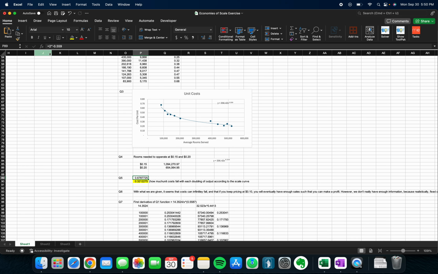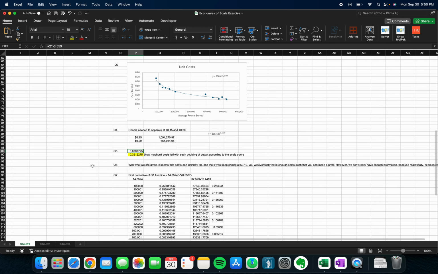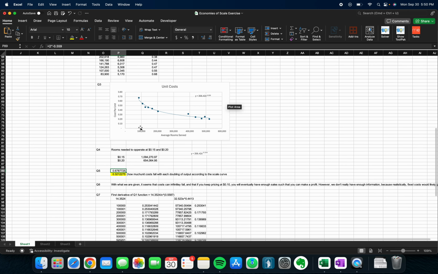So we're trying to find the doubling. You take this factor right here of negative 0.559, and you actually just put 2, and then you raise that to the 0.559, and it gives you this percentage. Then you subtract 1 minus that percentage, and it gives you this percentage. And this percentage, 32.1%, is how much unit costs are falling when you double your output. So basically, when you go from 100 to 200, you're going down by about 32%. And that's obviously on average, given this function.